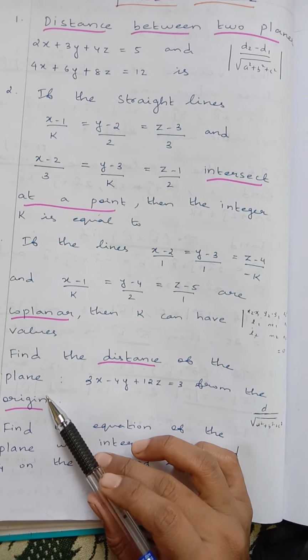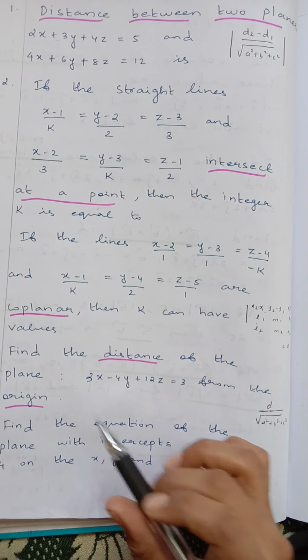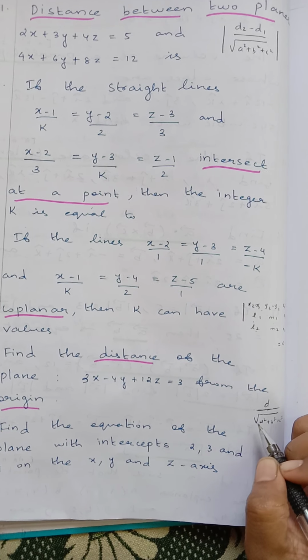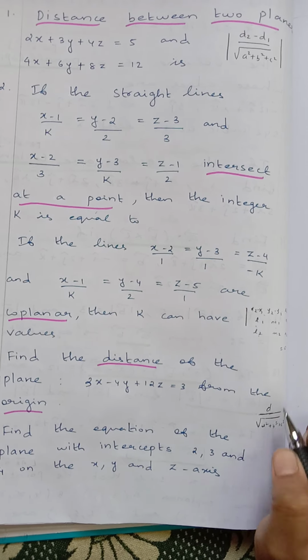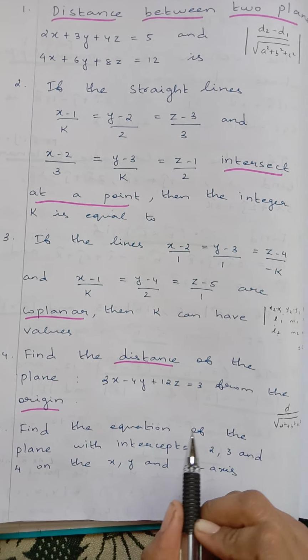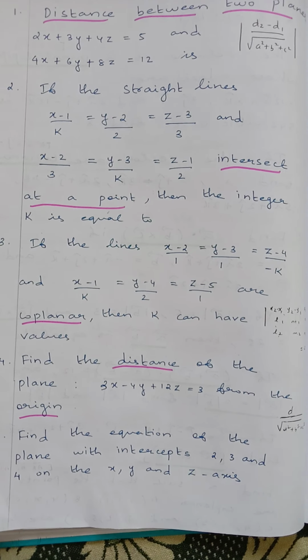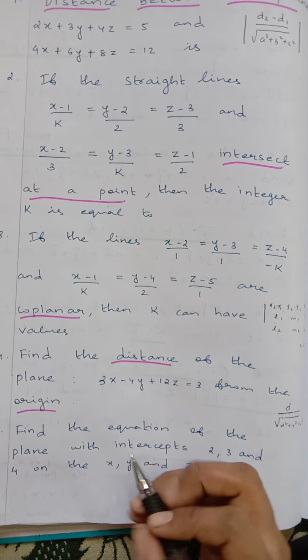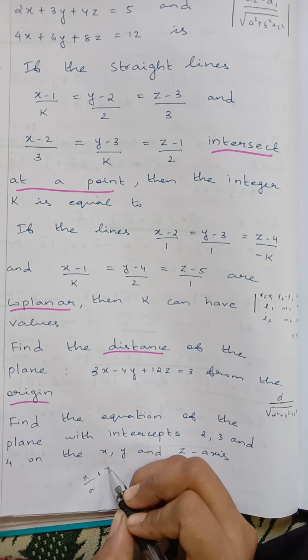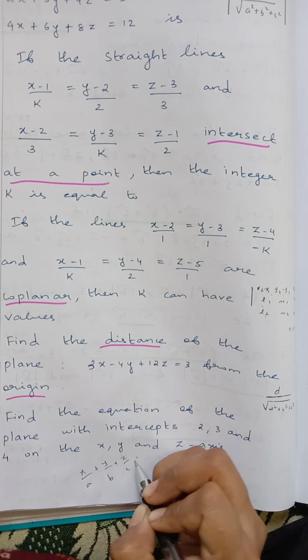Find the distance of the plane from the origin. It's a very simple question. D by root of a square plus b square plus c square. You can do this. Equation of the plane with intercepts 2, 3, 4 on the x, y, z axis. X by a plus y by b plus z by c is equal to 1.